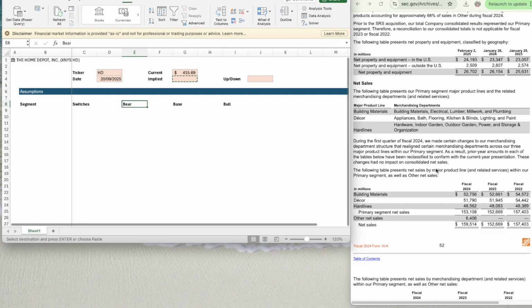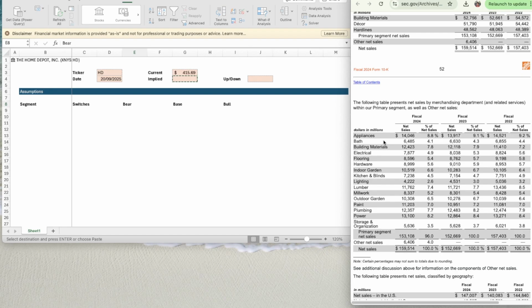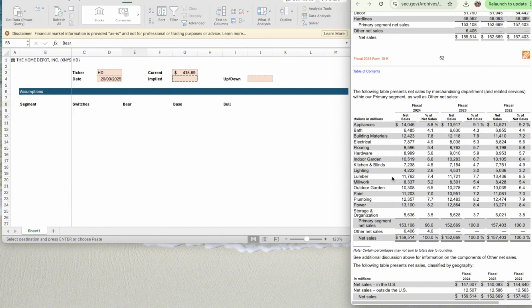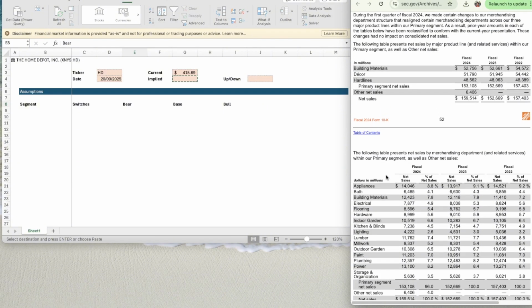And as you can see here, there are 4 revenue segments. So building materials, decor, hard lines, and other net sales. Actually, on the full year statement, they break it down by each part of the house that you can buy things for from Home Depot. If we were doing this properly, we would absolutely go into this more detailed approach. But because we only have these for the full year, we don't have it for 2025. Therefore, I'm just going to keep it as this.